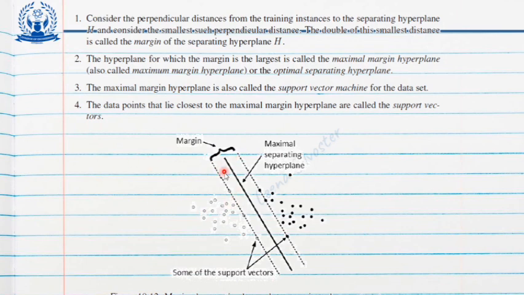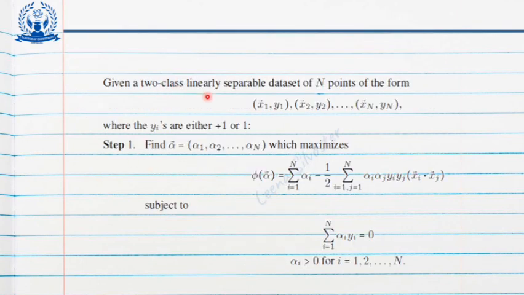So these are the margin. We are having a two-class linearly separable data set of n points of the form x1, y1, x2, y2, etc. Since we have two classes, the y's are either plus 1 or minus 1. We are having alphas, so our first aim is to find alpha. Here we are having n points, so we have alpha 1, alpha 2, up to alpha n. This must maximize phi of alpha.